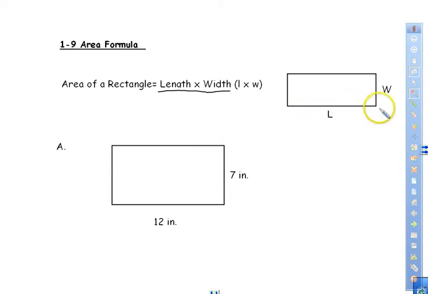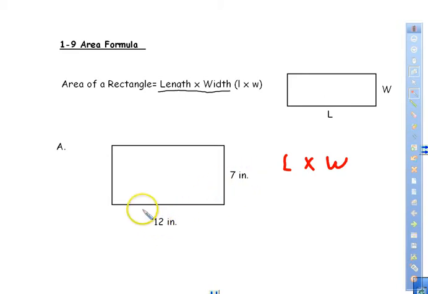Length is always going to be the longest length of our rectangle, and width is going to be the shortest length of that rectangle. So let's look at letter A. Again, we're always going to write down the formula, length times width. This is just a good habit to get into. As we go further on and get into more complex formulas, we're certainly going to need to write them down and plug that information into them. Again, staying organized in mathematics is half the battle and will help ensure that we get the correct answers.